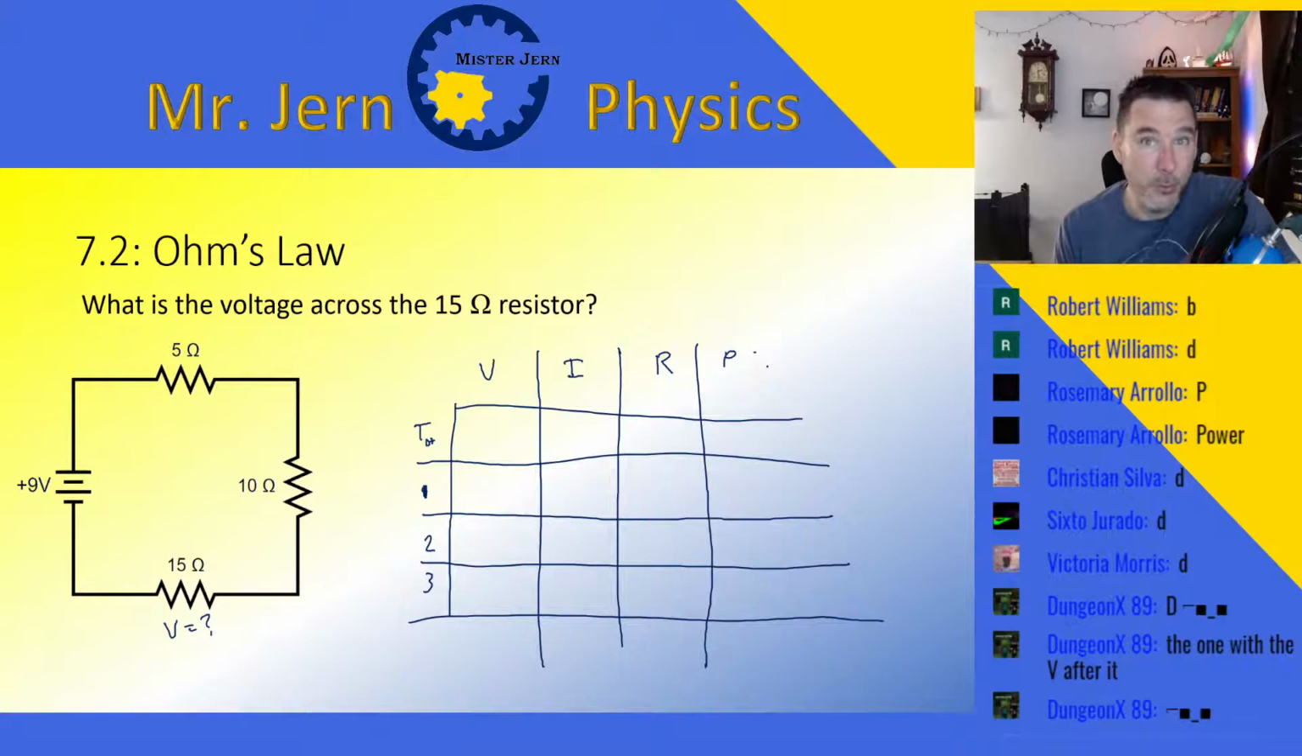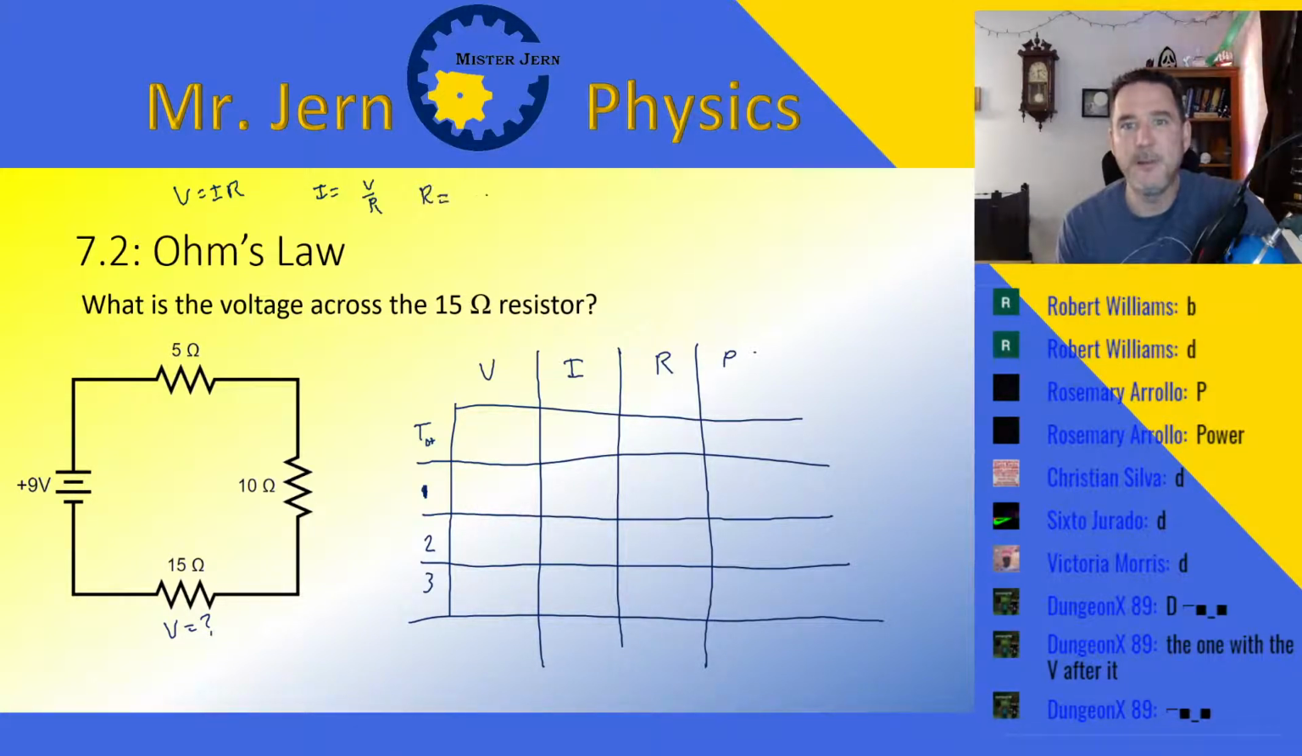Then what I would do is the steps. I'm going to write down V equals I times R. I'm going to write down I is V over R, holy cow. And what are we missing?